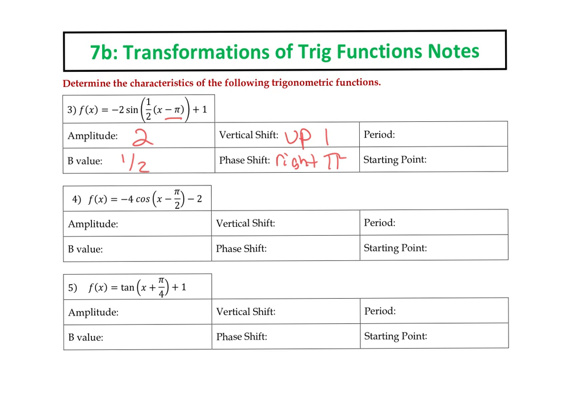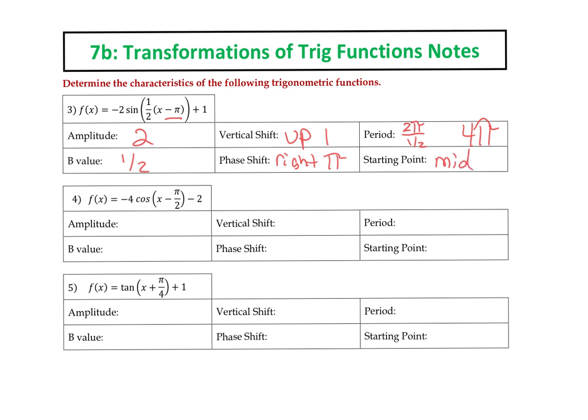So remember, the period is where I take the normal cycle of 2 pi and divide it by the b value. And 2 pi divided by 1/2 is 4 pi, and so that is going to be its period. It's a sine graph, so it starts in the middle, on the midline.